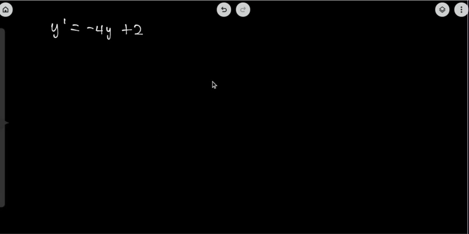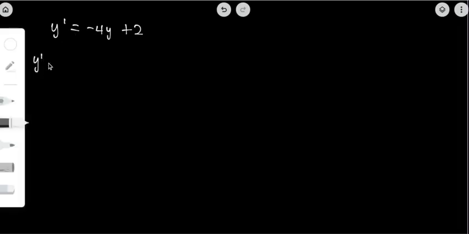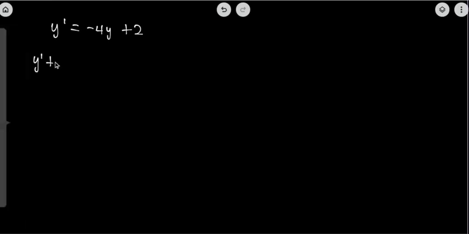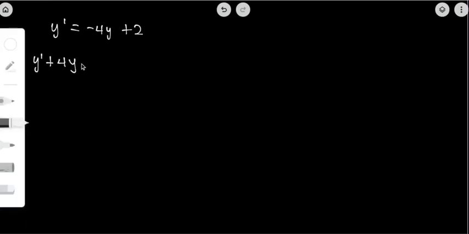What we need to do here is to write it in the standard form. Let's write this in the standard form. So to write this in the standard form, we have y prime plus 4y should be equal to 2.